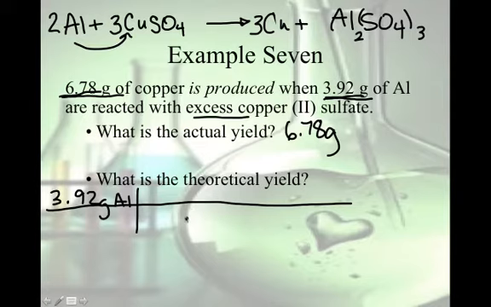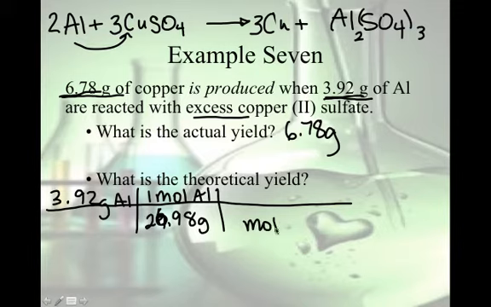And what's our first step always? When in doubt, what do we do? Go to moles. You got it. When in doubt, go to moles. And so aluminum is 26.98 grams per mole. That comes from the periodic table, right? So that was easy. And now moles of aluminum is on top, so I'm going to put it on the bottom in my next step.